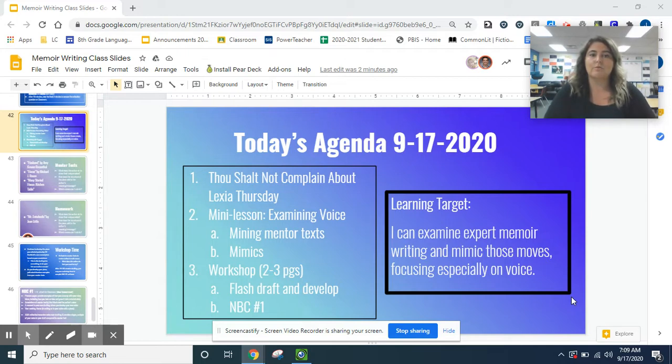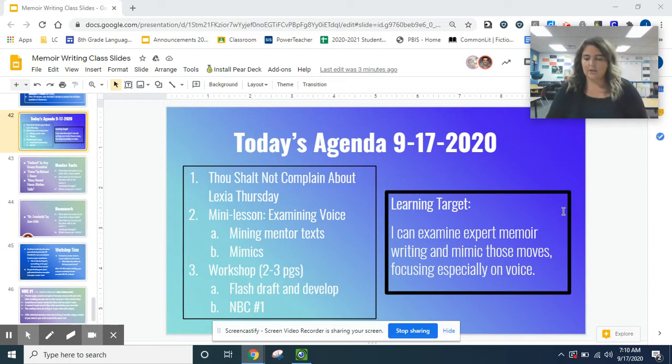As you move through workshop, you'll have one text that you'll read on your own and annotate, and then you will be able to go back in and do some editing of your writing that you worked on yesterday. A lot of you got pretty far in your draft. If you look at our learning target here, I'm just circling it with my mouse, you will examine expert memoir writing and mimic those moves, focusing especially on voice. And again, we'll also talk about structure.